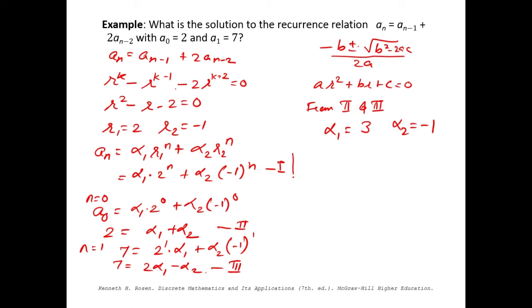Substitute these two values in equation 1. So in equation 1, if we substitute these values, we get an is equal to 3 into 2 raised to n plus minus 1 into minus 1 raised to n. So this is the final solution of the recurrence relation. Let us solve another problem.